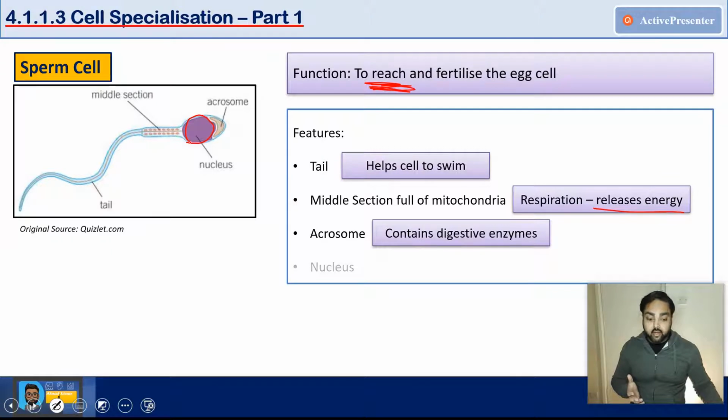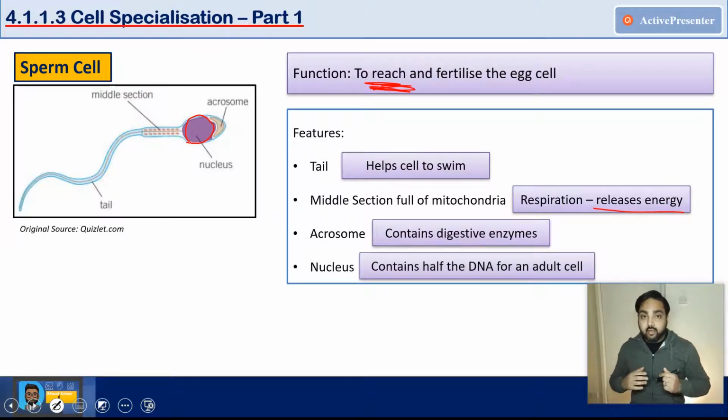And then the final one, again, the nucleus contains half the DNA for an adult cell. Again, that's why it's useful, because it allows it to fertilize the egg cell and form one cell, which will then go through mitosis. Okay, sperm cell features on the board.